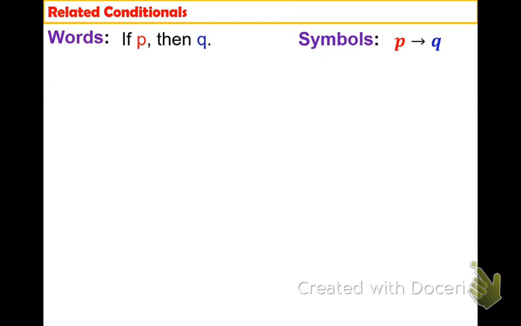Okay. All right, so this is where we learn about different types of conditional statements. The first one is called a converse. When you think of the word converse, what do you think of?